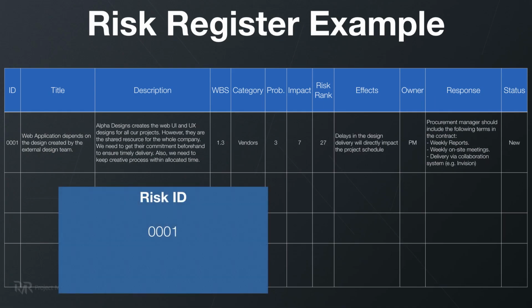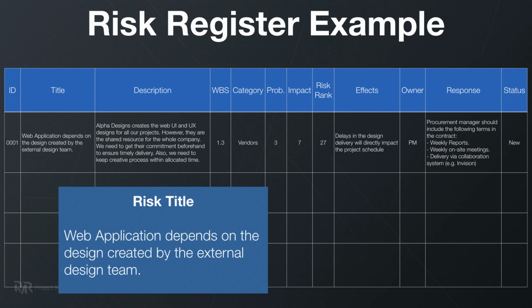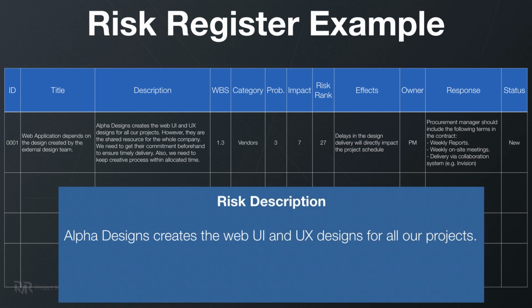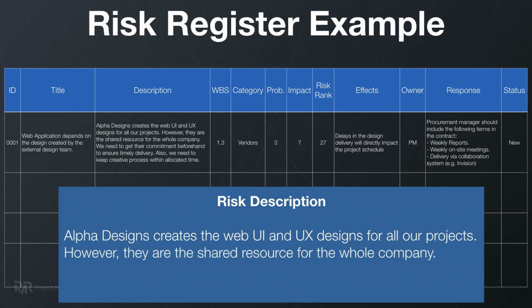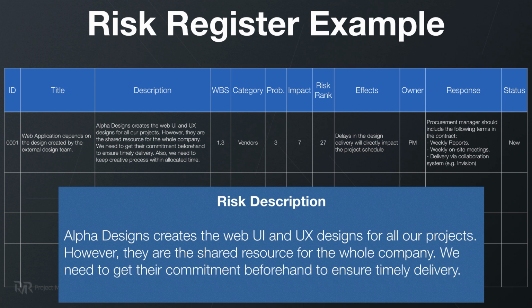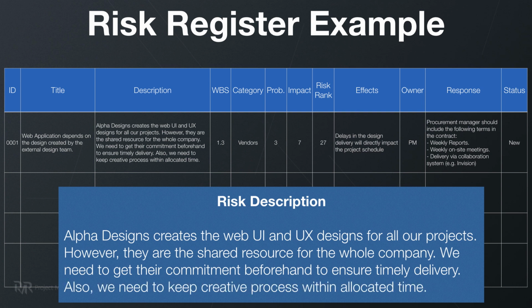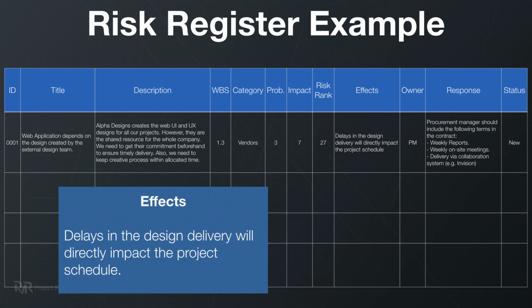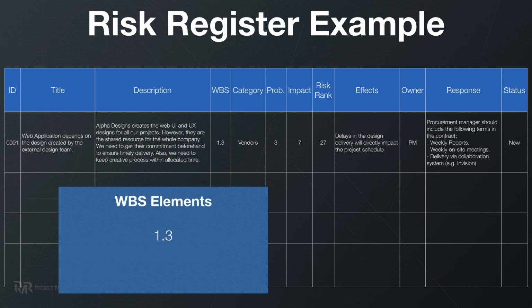Risk ID 0001. Risk title: Web application depends on the design created by the external design team. Risk description: Alpha Designs, that's the name of the company, creates web UI and UX designs for all our projects. However, they are the shared resource for the whole company. We need to get their commitment beforehand to ensure timely delivery. Also, we need to keep creative process within allocated time. Effect: Delays in the design delivery will directly impact the project schedule. WBS element 1.3, the web application. As this design is on the critical path, we think that one of the major deliverables is at risk.